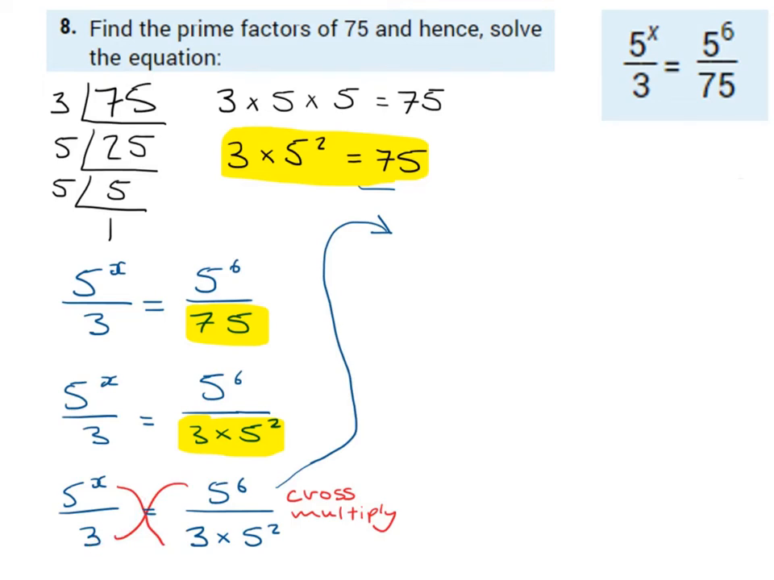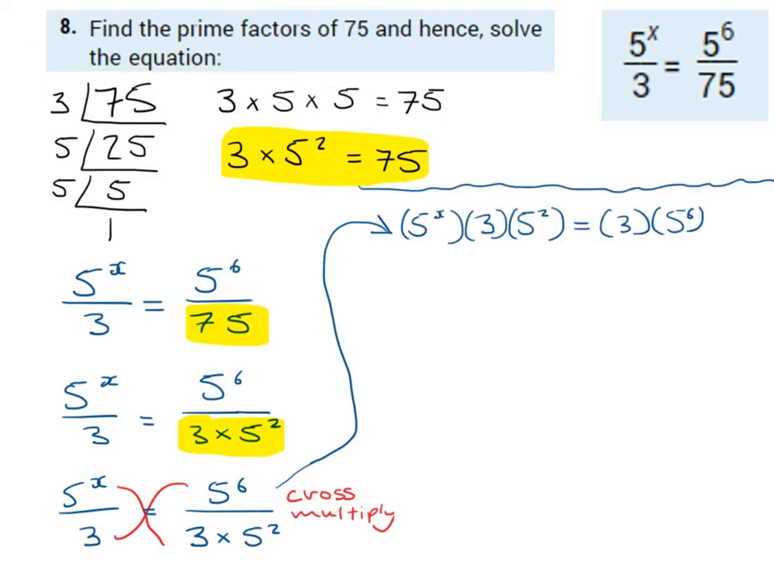Or you could do it the other way around and have 5 to the power of 6 multiplied by 3 on the left of the equal sign, and then 5 to the power of x multiplied by 3 times 5 squared on the right. It doesn't matter which way you do it. So I've decided to go with 5 to the power of x multiplied by 3 times 5 squared, all on the left of the equal sign.